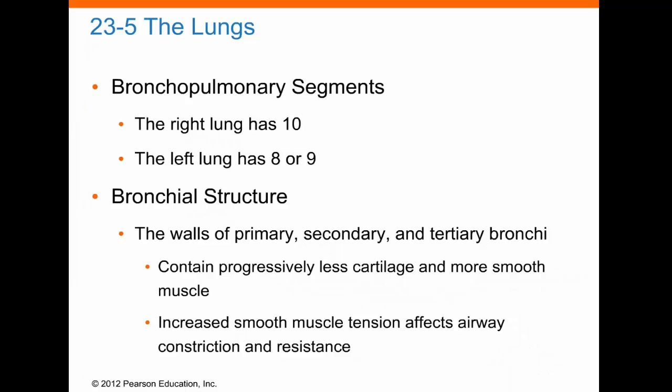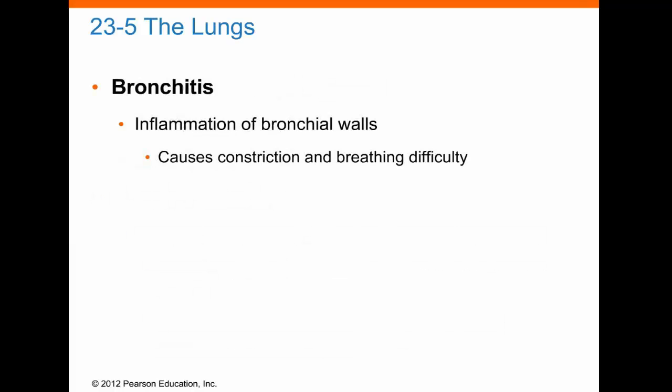So if you're getting less and less cartilage and more smooth muscle, then what can happen is that you can get constriction of the airways, and this is what happens when a person has bronchial constriction associated with something like asthma. So the increase in smooth muscle tension affects the airway constriction and resistance. As the tension increases, the muscles tighten, the airway gets smaller, and an increase in resistance occurs. You need more pressure to push the air down, and you also need pressure to be able to get the air out, which is one of the main problems in asthma.